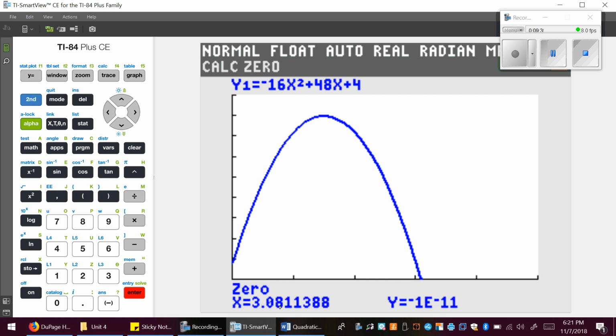Part D said 3.08. This shows up every once in a while. It shows up on some calculators, not others. It depends on the problem and what you typed in. This is basically 0. This is scientific notation saying to move the decimal point to the left 11 spaces, which makes this number so small that it's pretty much 0.